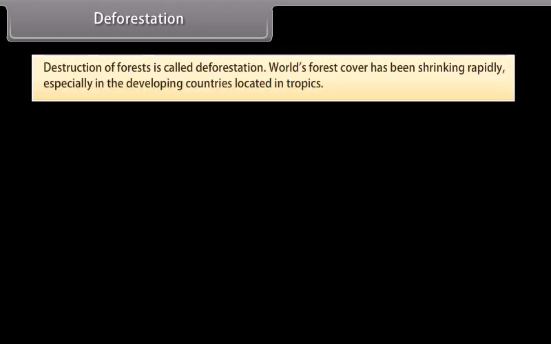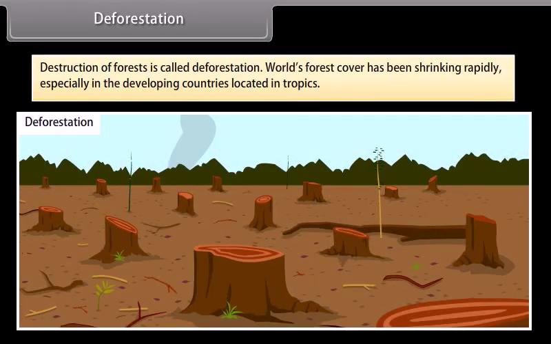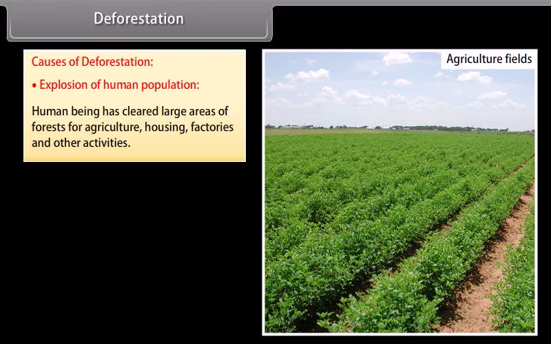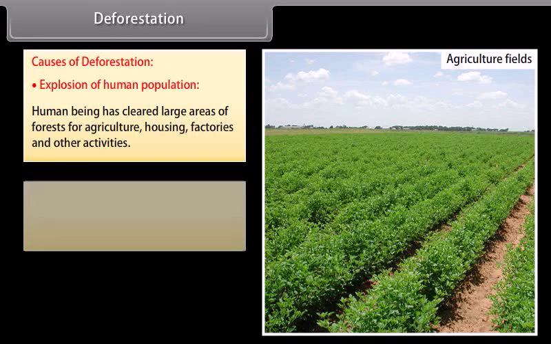Deforestation. Destruction of forests is called deforestation. The world's forest cover has been shrinking rapidly, especially in the developing countries located in the tropics. Causes of deforestation. Explosion of human population. Human beings have cleared large areas of forests for agriculture, housing, factories and other activities.